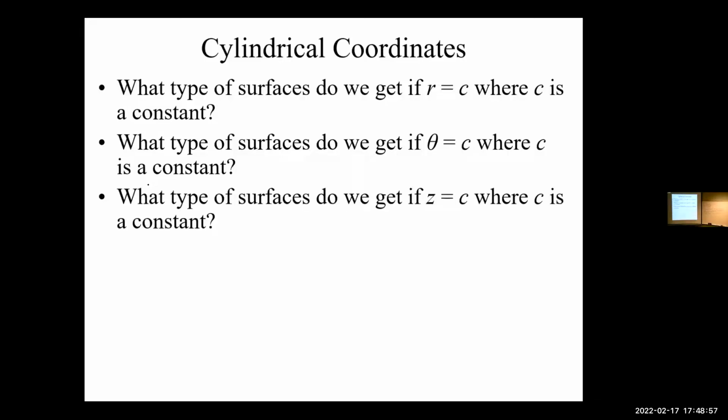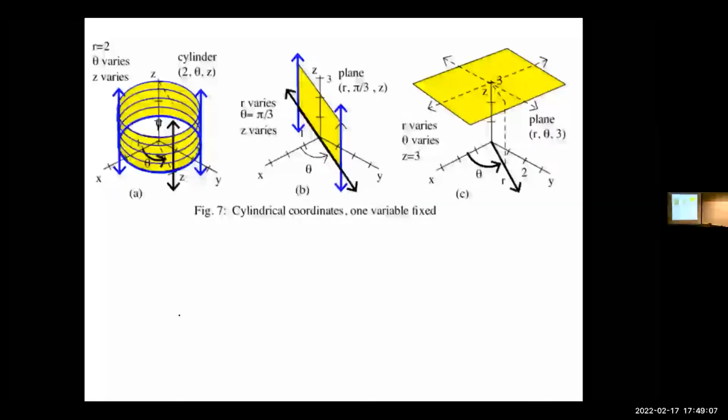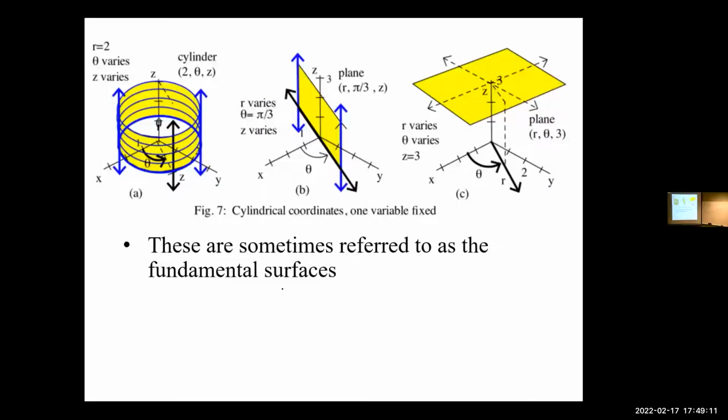This last one, what if Z is a constant? Then it's a plane parallel to the XY plane, same as in rectangular. So here's the three examples. These things are called fundamental surfaces.